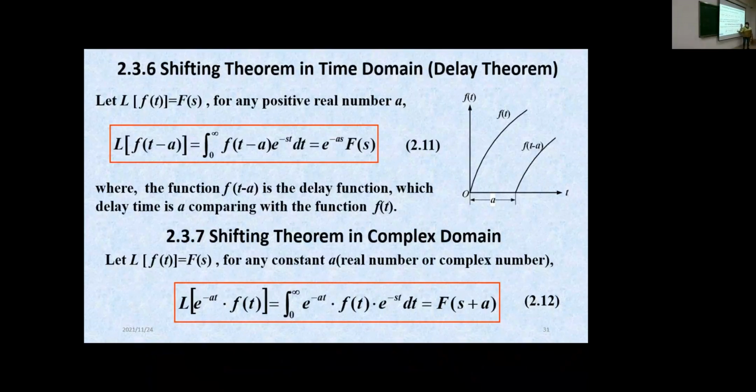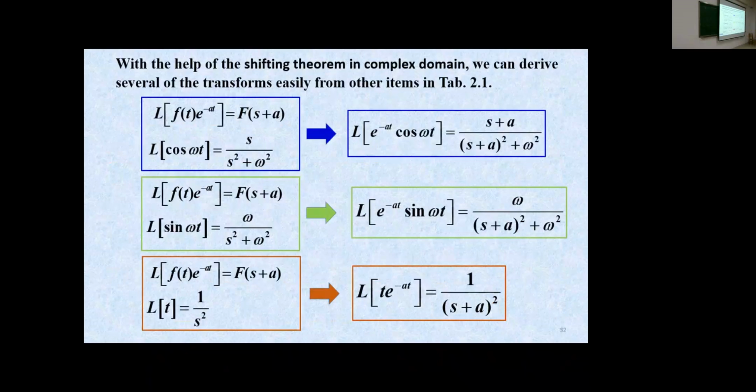Okay, minus this. Integrate together, right? Express. So the final solution for this integration will be like this. So this is called the shifting theorem in complex domain. With the help of the shifting theorem in complex domain, we can write several of the transforms easily from other table 2.1. See here?